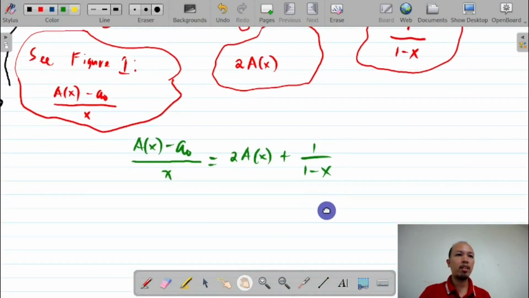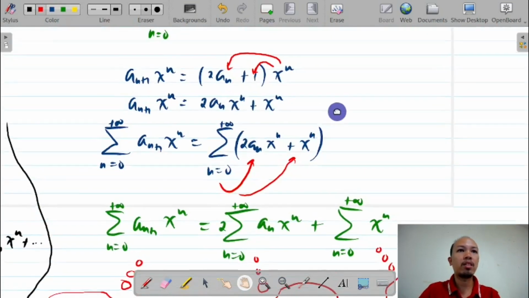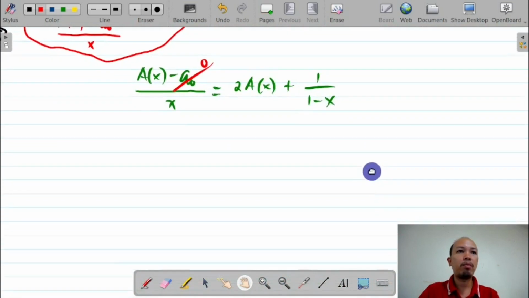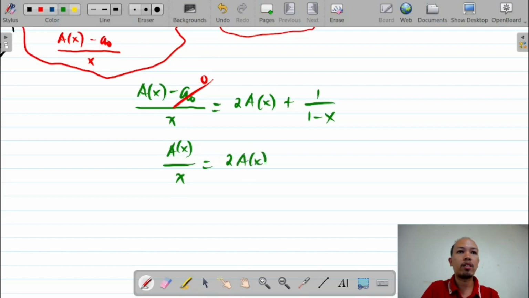So let's simplify, and notice also that this is 0. Based on our given, as you can see here, a sub 0 is equal to 0. So we simplify it more like this. This is a of x over x is equal to 2a of x plus 1 over 1 minus x.